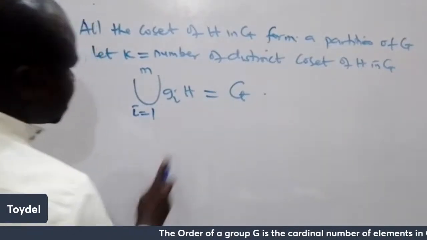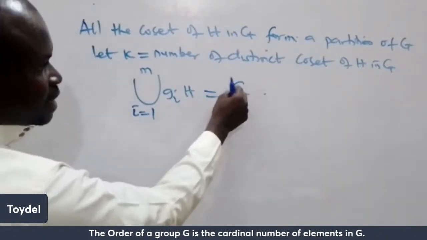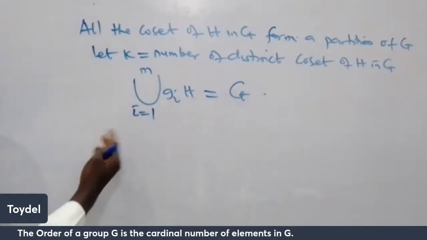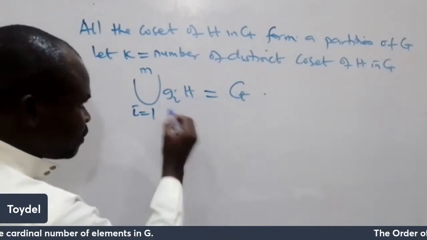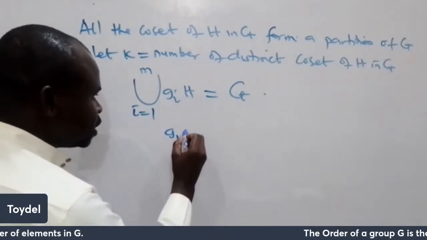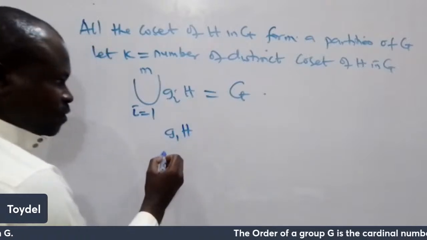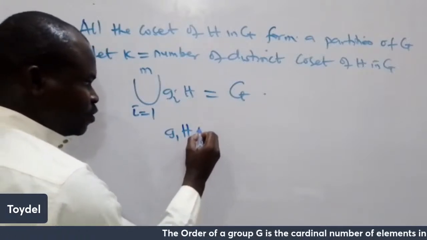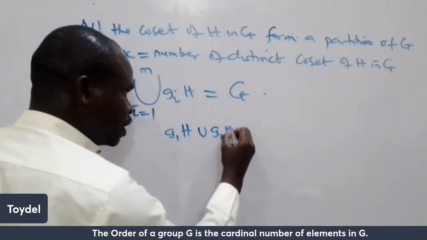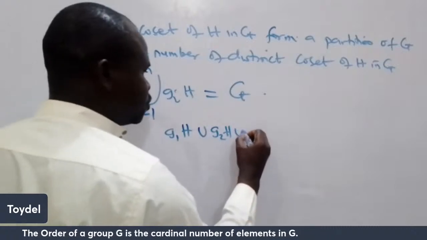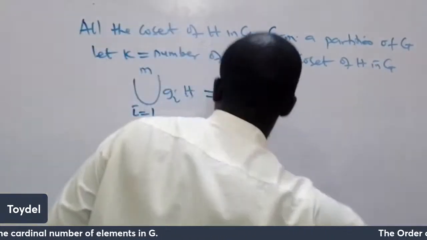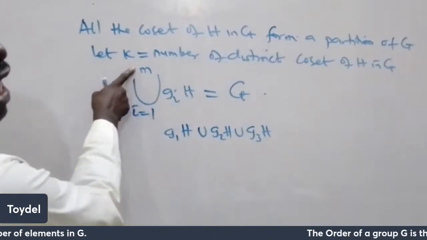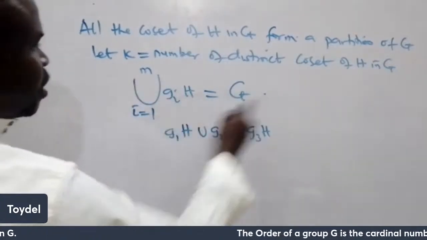In this case, what we have there simply means that these GI are elements of the group. When you say coset, in this case it is a right coset. So what we have there simply means that we can have G1H union G2H union G3H, up to the last value, which is M. That is the meaning of this.